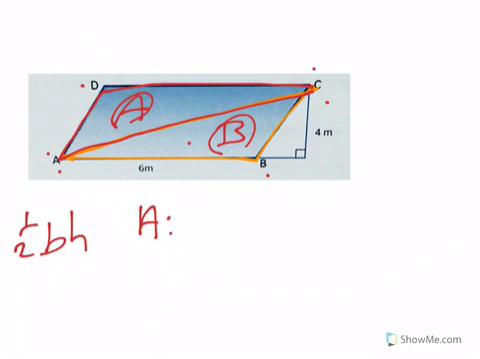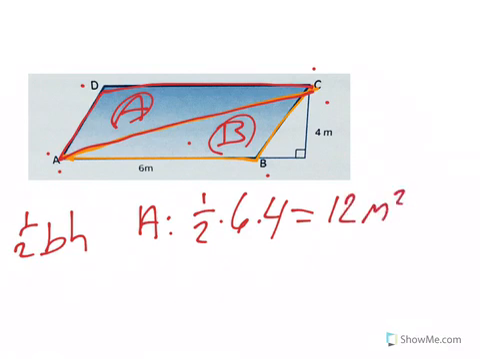So for triangle A, we have a height of 4 and a base. If this is 6 here, right? Sorry, there we go. Then this would also be 6 because of the same length. So we end up with 1/2 times 6 times 4. 1/2 of 6 is 3. 3 times 4 is 12. So we get 12 meters squared.